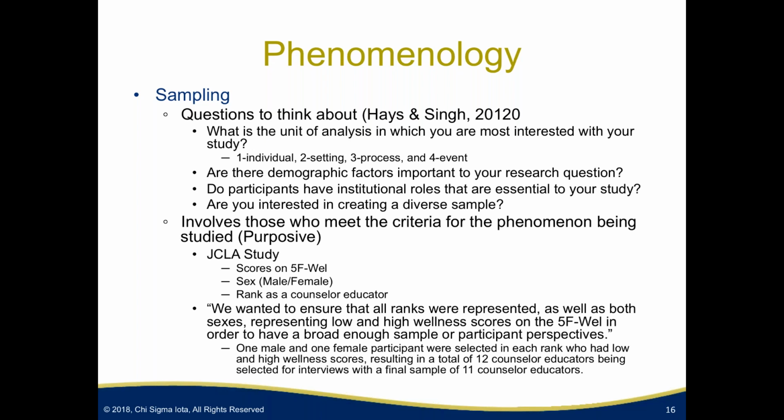And so they ended up with one male and one female participant that were selected in each rank who had low and high wellness scores, resulting in a total of 12 counselor educators being selected for interviews, with a final sample of 11 counselor educators. So they had one that had to drop out of the study. That's pretty specific. And so when we talk about purposive sampling, that's what we end up with sometimes.